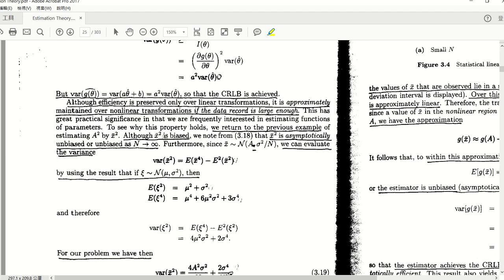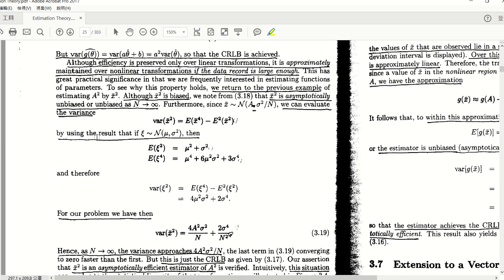Although x bar squared is biased, we notice from 3.18 that a squared x bar squared is asymptotically unbiased, or unbiased as n approaches infinity. Furthermore, since x bar is distributed as N(0, sigma squared over n), we can evaluate the variance. So you take the variance of x bar squared, which is equal to the expectation of x bar to the 4 minus the expectation squared of x bar squared.